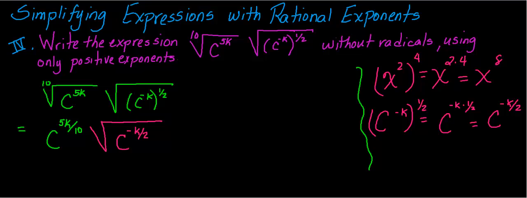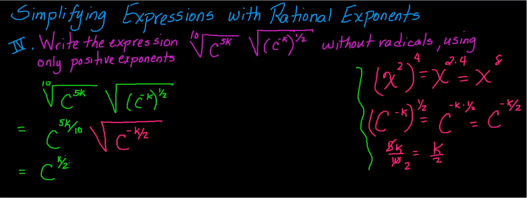Okay, let me go back to green. And so far, this piece here, I can reduce a little bit. 5 over 10, I can reduce that. There's a common factor of 5 here, so I can rewrite this as c to the k over 2, right? Because let's explain that here. 5k over 10, there's a common factor of 5, so I can cancel this 5 and this 5. I divide by 5 in the numerator and denominator. I keep a 2 here, so this is k over 2. Okay?